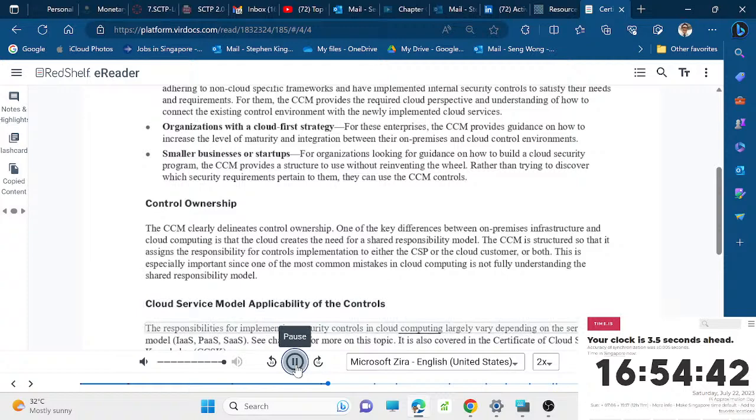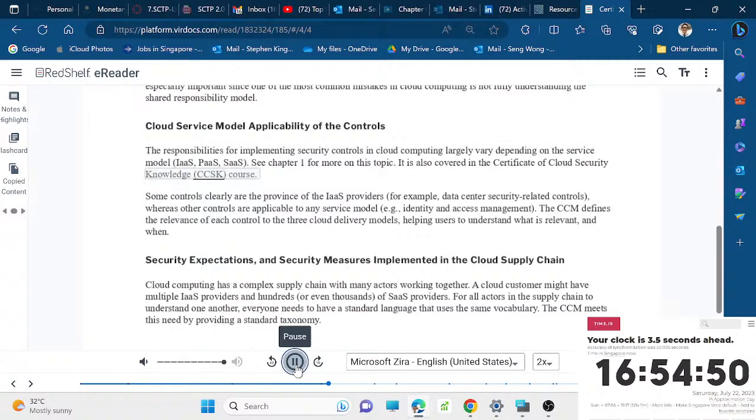The responsibilities for implementing security controls in cloud computing largely vary depending on the service model: IaaS, PaaS, SaaS. See Chapter 1 for more on this topic. It is also covered in the Certificate of Cloud Security Knowledge (CCSK) course. Some controls clearly are the province of the IaaS providers, for example, data center security-related controls, whereas other controls are applicable to any service model, for example identity and access management. The CCM defines the relevance of each control to the three cloud delivery models, helping users to understand what is relevant, and when. Security expectations and security measures implemented in the cloud supply chain.